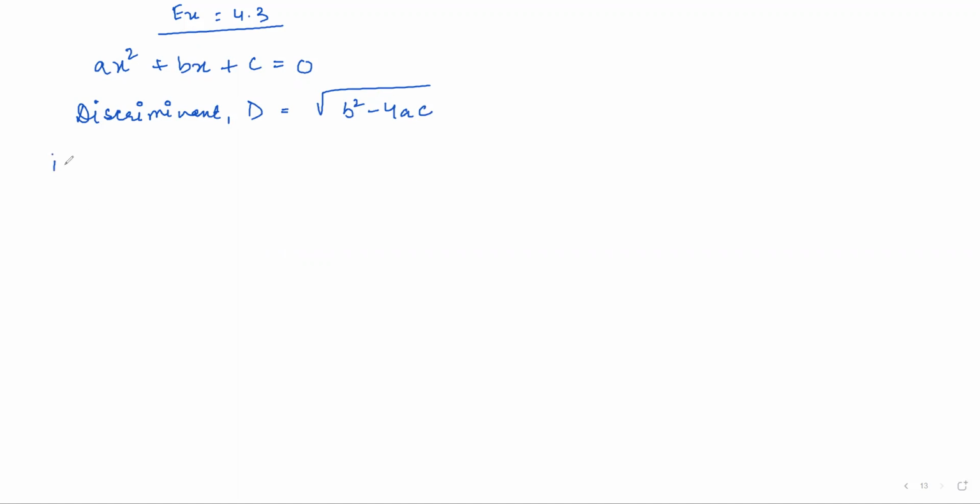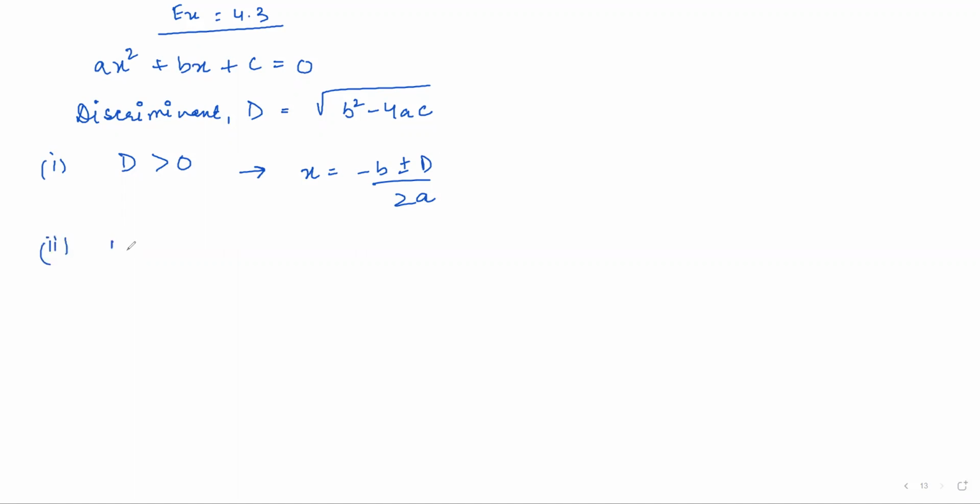Okay, now there are some conditions here. If your d is positive, then the roots are possible. Then the roots are this: x is equal to minus b plus minus d divided by 2a. Clear, Hamna? Then the roots are this.